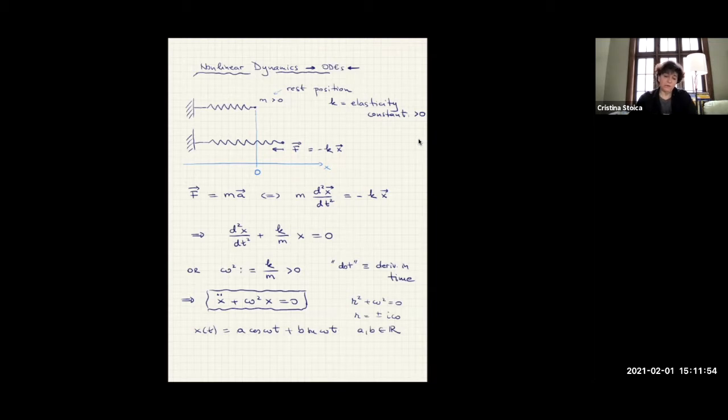Now if we want to do physics out of it, let's write it again. In physics, the solution is usually given in the form x of t equals A cos(omega t plus phi naught). That's how it is taught in physics, and you can see obviously that it is a trig function. Now these A and phi naught are related to the initial conditions.